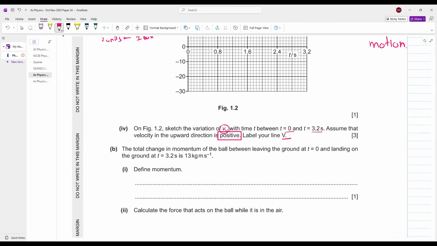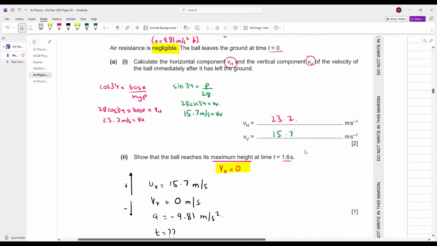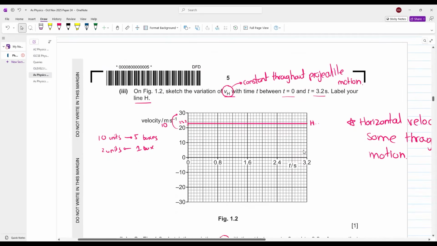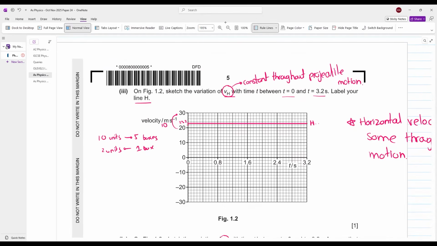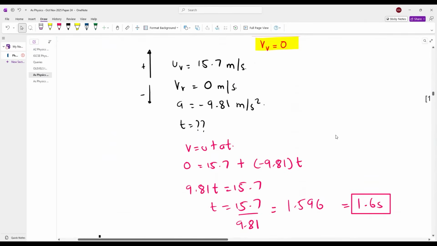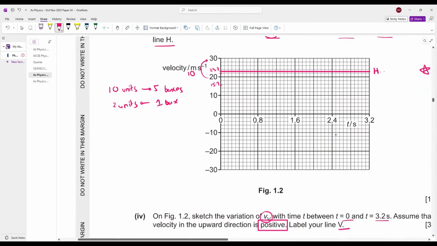ठीक है. And you have to draw a graph for vertical velocity. How will you do that? Okay. What is your initial vertical velocity? 15.7. Okay. Initial vertical velocity beta क्या है? 15.7. So initially, let's say you have a vertical velocity of 15.7 here. Your vertical velocity becomes 0 at the maximum height. And maximum height कब reach कर रहे हो? 1.6 seconds पे.